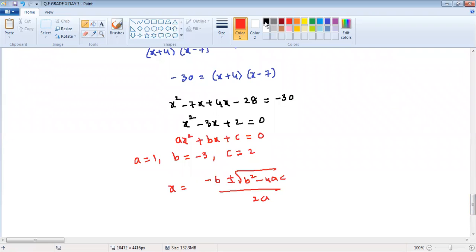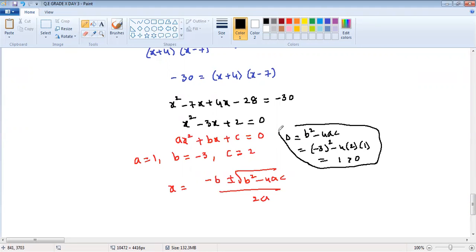First of all, we need to check b square minus 4ac, compulsory. So b square minus 4ac, the discriminant, is equal to minus 3 whole square minus 4 into 2 into 1. 9 minus 8 is 1, 1 is greater than 0. So roots exist. Got it, ma? Yes, sir. Then please can you do it and tell me the answer?